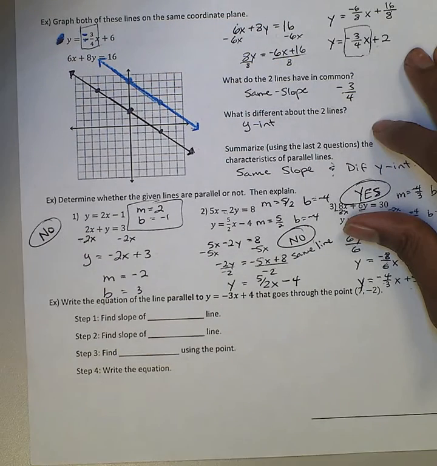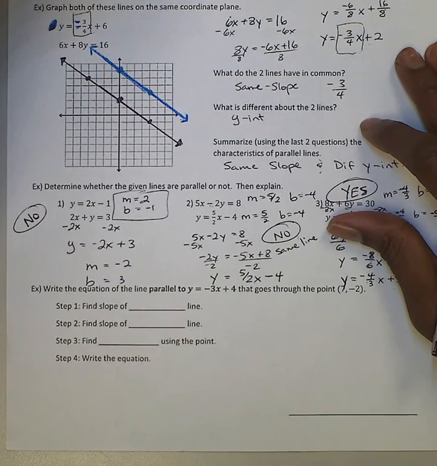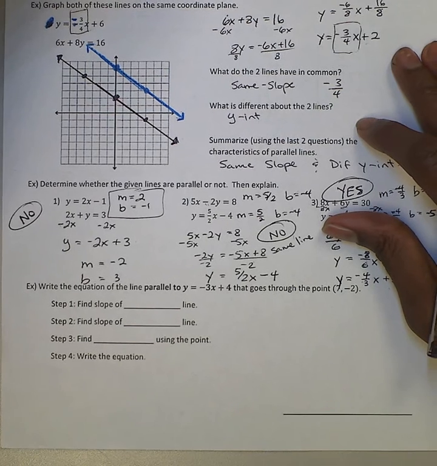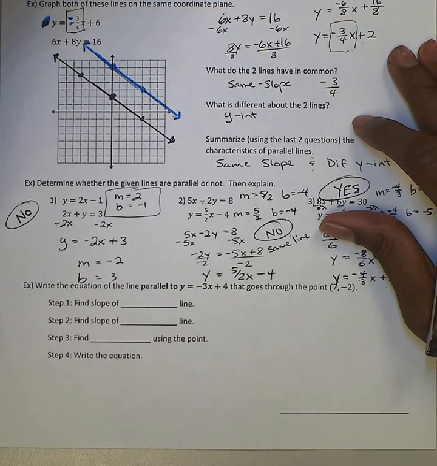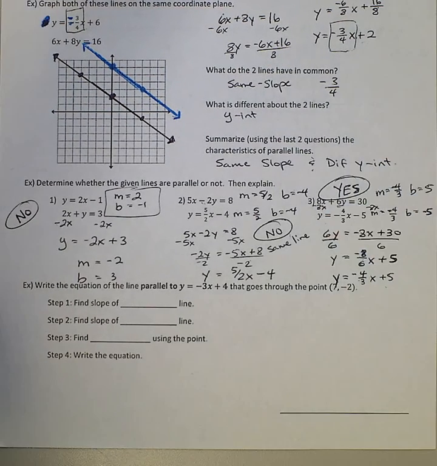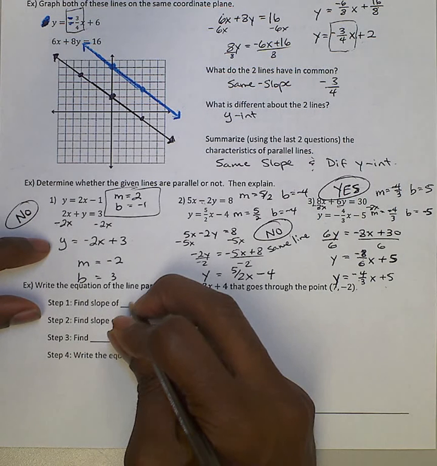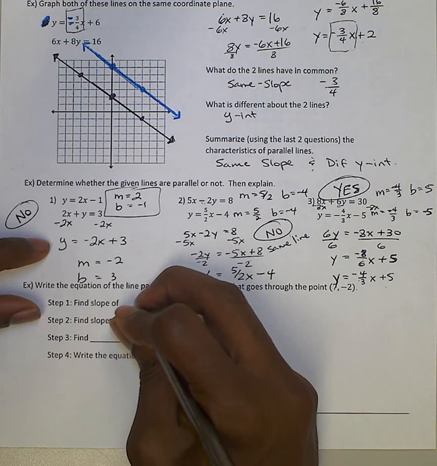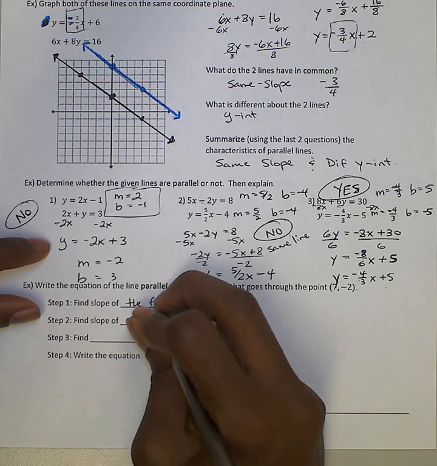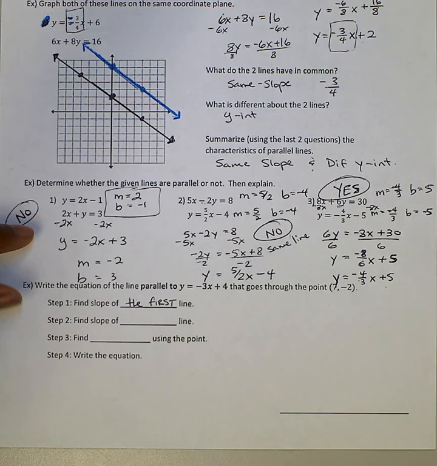Some other types of questions you'll get concerning parallel lines is you'll often be asked to write the equation of a line parallel to another line through a given point. When given those, we have a process. We're going to find the slope of the first line, because if we're going to write the equation of a line parallel to the first line, we need to have the same slope.